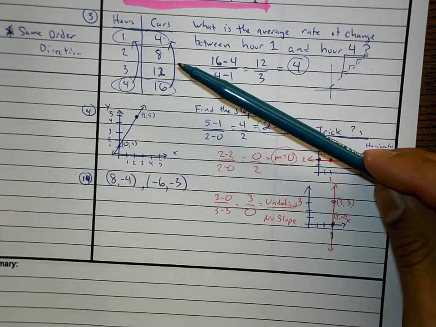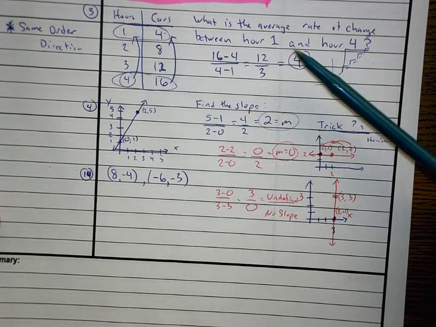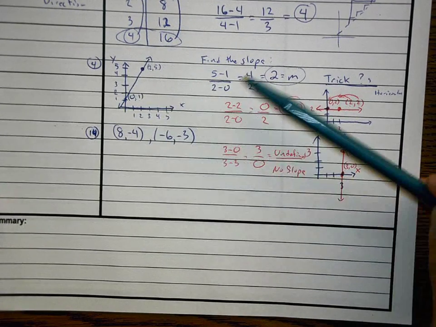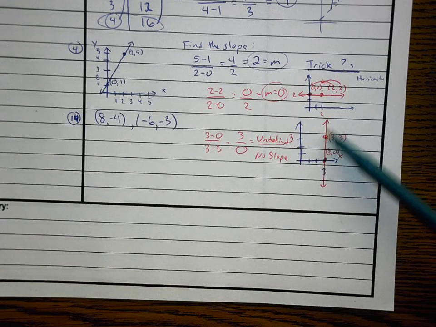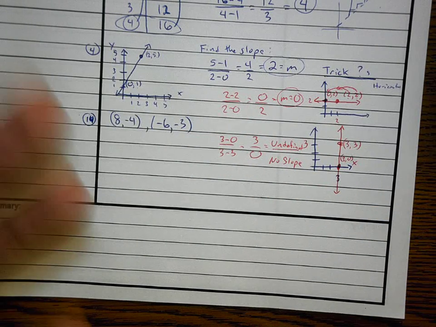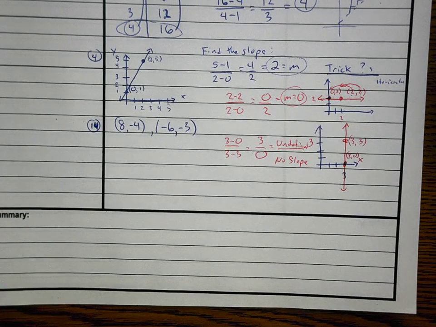Yes, you have to be able to take a table to find the average rate of change. You have to be able to take a graph and find the average rate of change, including trick questions. And the last thing you have to do, what if there's no graph and no table? What if you have 2 points and you have to find the average rate of change? And there's going to be negatives thrown in there. Let's do this one together.